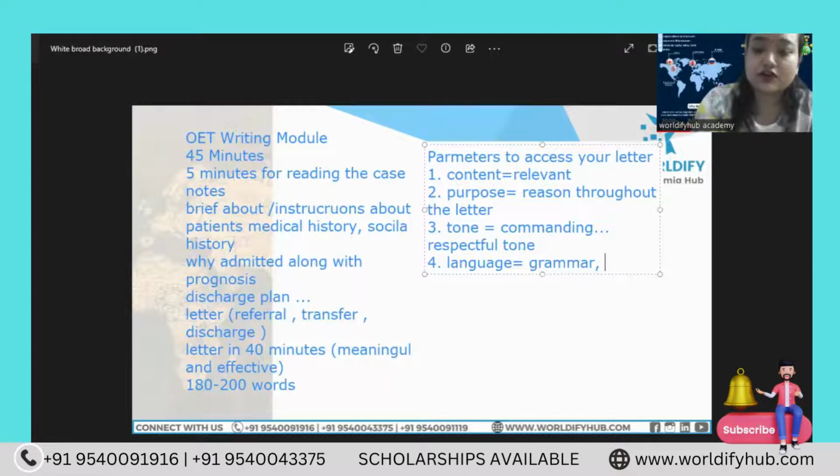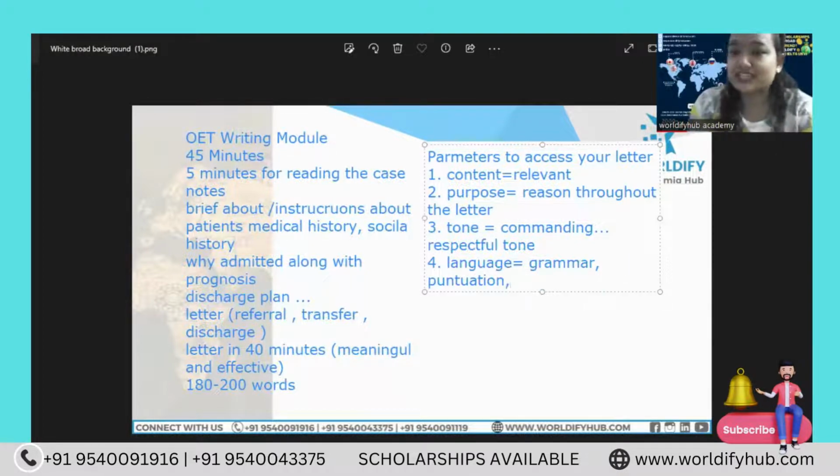Then comes your punctuation. When you're writing a letter, punctuation should be taken care of: where to put the full stop, where to put the semicolon, and where to put the commas. That is very important. The next comes your vocabulary. You can write a simple letter. You don't have to delve into the complex things if you are a new learner of English, but enhanced vocabulary and enhanced lexical resource always give you a higher grade.